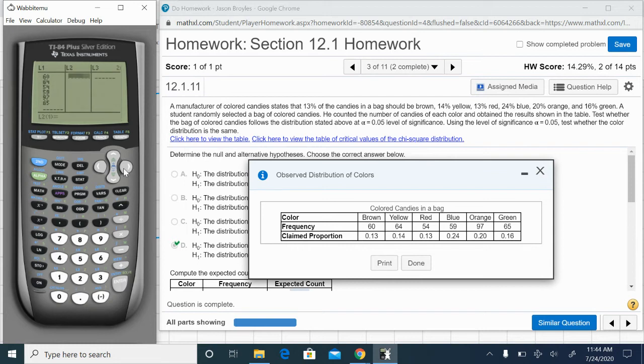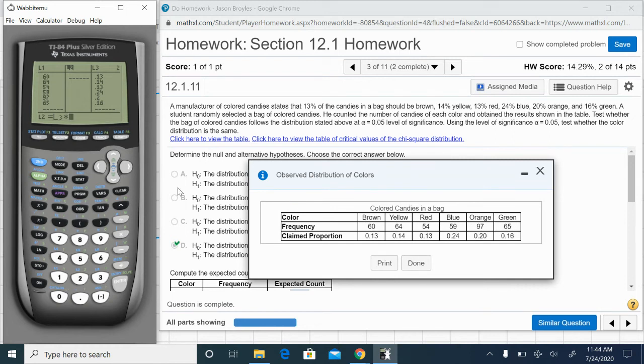In list 3, I'm going to put all these probabilities here. So all these percentages, 0.13, 0.14, I'm putting them into list 3. These are not your expected frequencies. These are just the percentages that will give you your expected frequencies. So I would put those into a list, and then in list 2, you're going to take those numbers. So I'm going to multiply list 3 times the total of all of the numbers. So I'm adding up 60, 64, 54, 59, 97, 65.